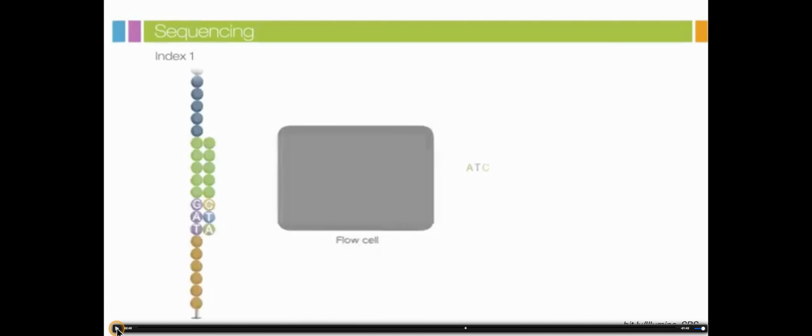The index, by the way, is the barcode that's going to tell us which sample each of the reads in our data came from.